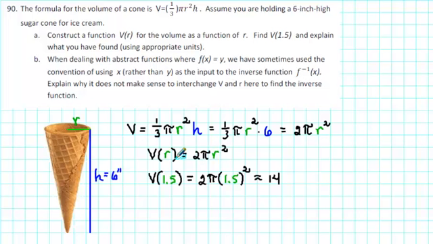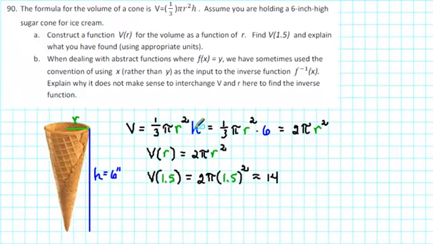So what have we found? Well, assuming that the radius is 1.5 inches, we've determined that the volume of the cone is approximately 14 cubic inches. Notice that if we substitute inches for h and inches for the radius, we get inches squared times inches, which is cubic inches.